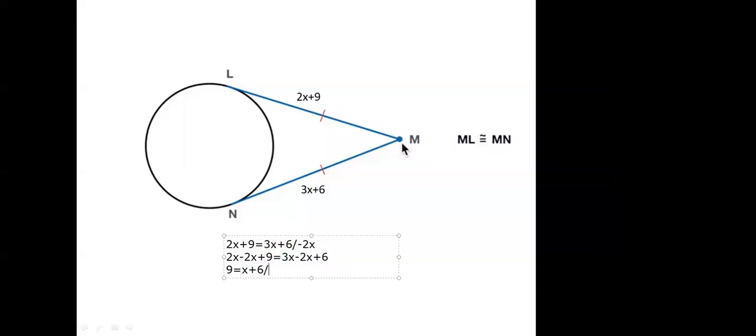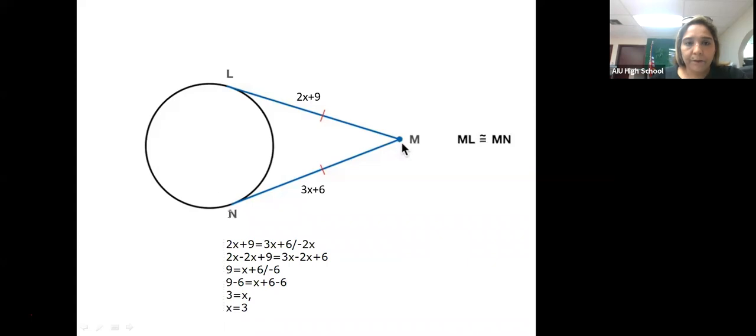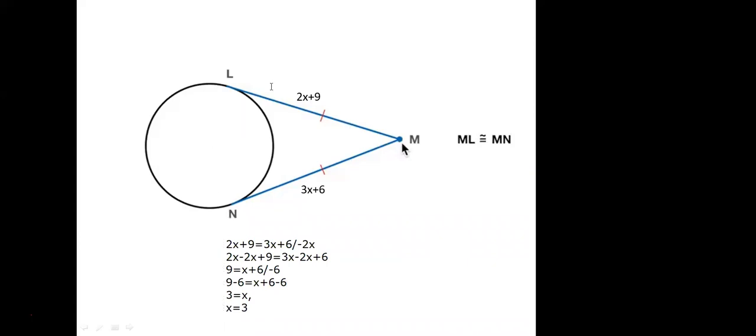Now, we want x to be alone on this side. So we want to subtract again. Here we have plus 6. We want to get it to 0, so I subtract 6 from both sides again. So we'll have 9 minus 6 equals x plus 6 minus 6, or 3 equals x, which is the same as x equals 3. So now we found how much x is. And we can find the length of MN or ML, which is the same, because we said that they are the same.